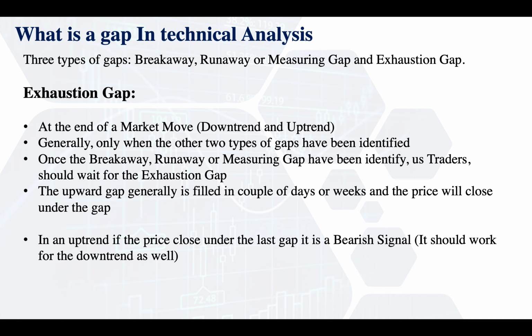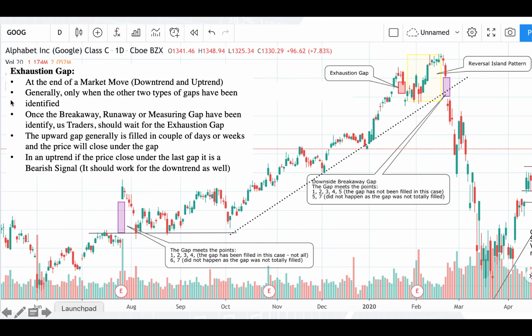So let's move again with an example. Those are the main points of the exhaustion gap. Please remember those. The main point is that it is at the end of the downtrend or uptrend, and again the gap has been filled and the price goes below it. This is generally what happens. This is a sign of weakness of the trend. In fact, at the end it will reverse.